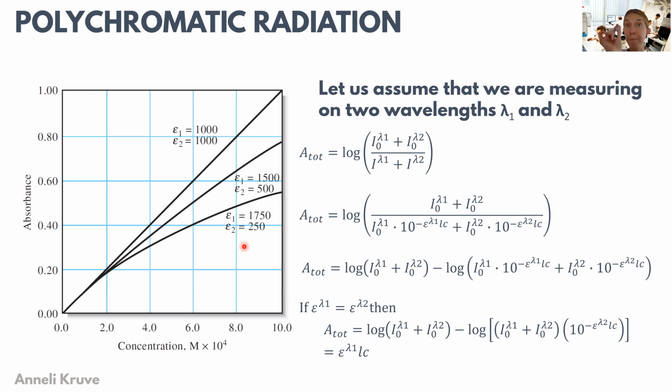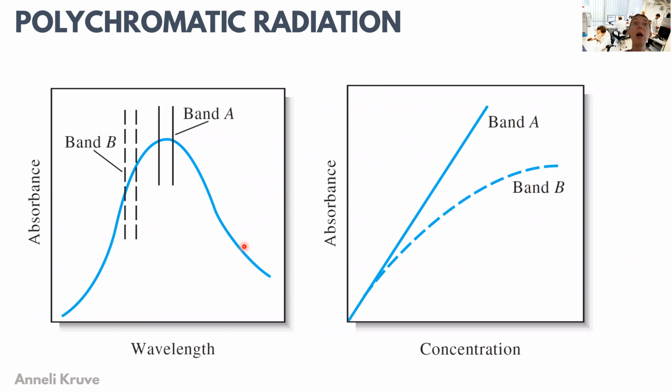So measuring at the wavelength range where the absorbances are very, very similar is advantageous to get the good linearity. And of course, this therefore implies that at band A, we get a better linearity than for the band B, because here the absorbance coefficients are differentiating much more for this compound.